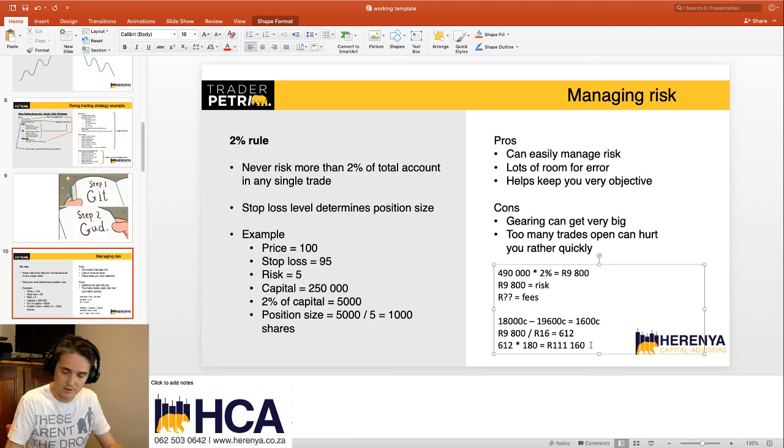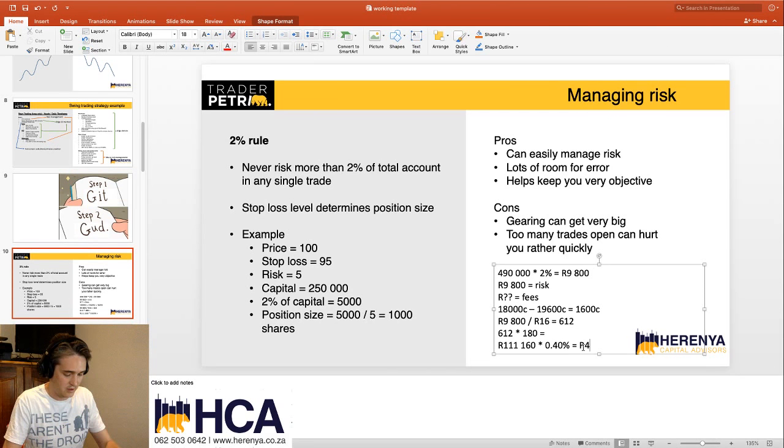So multiply that by 0.40%. I'm going to make that go there, running out of space here. And that's going to equal 110,160 times 0.4%, which equals 440 Rand and 64 cents. So we're going to round that up for the sake of being safe, 441 Rand. That is your anticipated brokerage that you're going to be paying on this transaction.